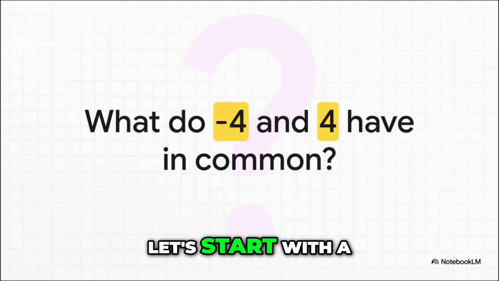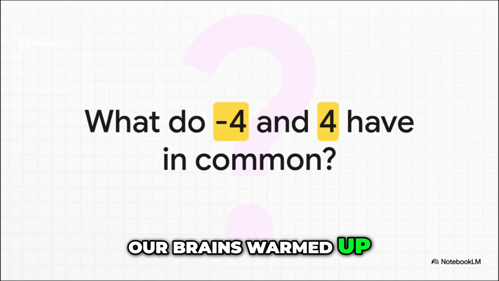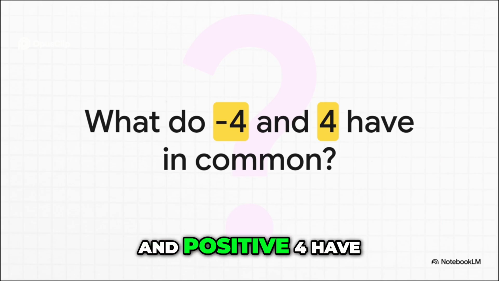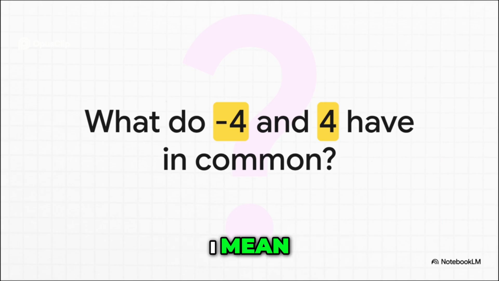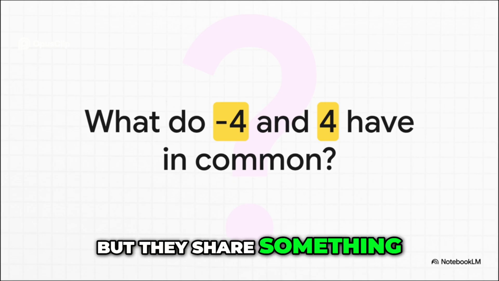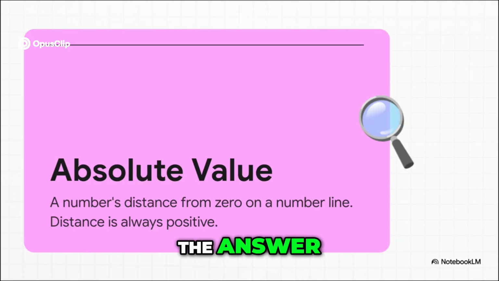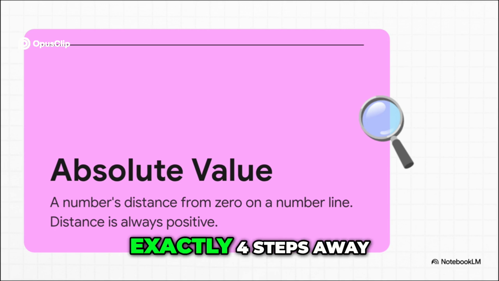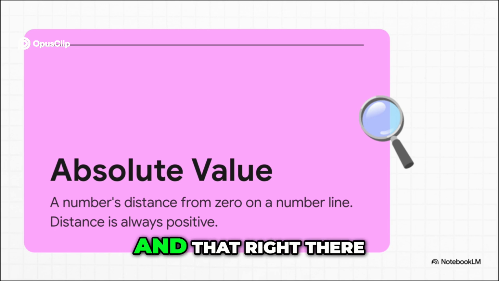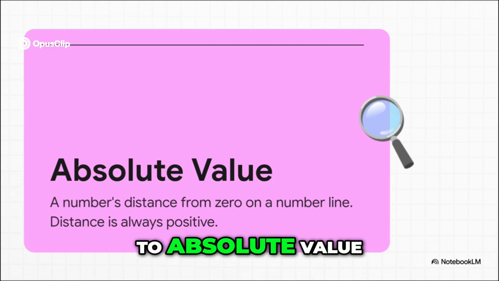All right, let's start with a little question to get our brains warmed up. What do -4 and +4 have in common? I mean, yeah, they're opposites, but they share something really fundamental. Any guesses? Okay, the answer? It's all about their distance from zero. Both of them are exactly 4 steps away, you could say. And that right there, that's the whole secret to absolute value.